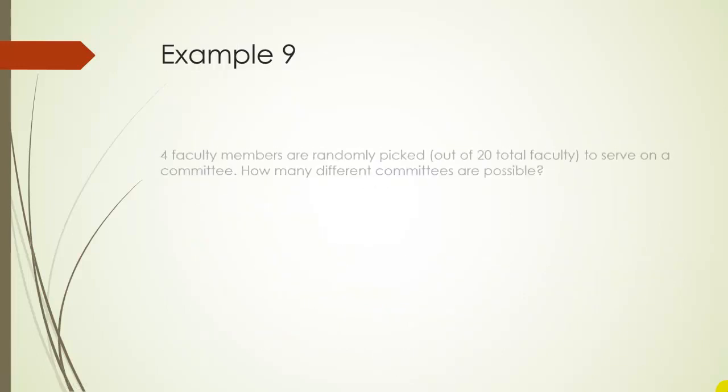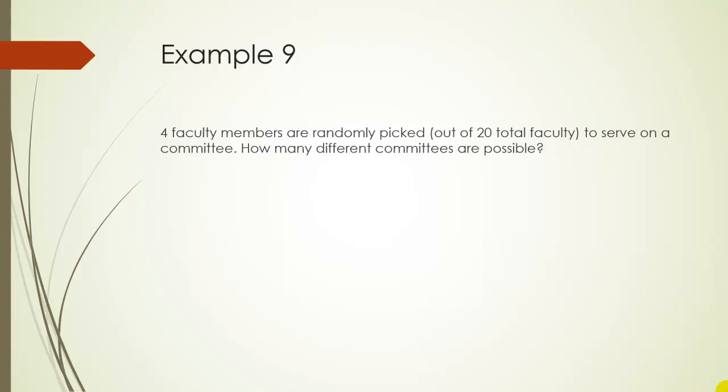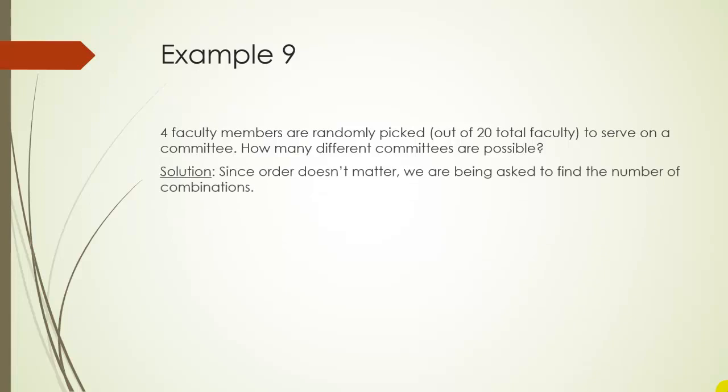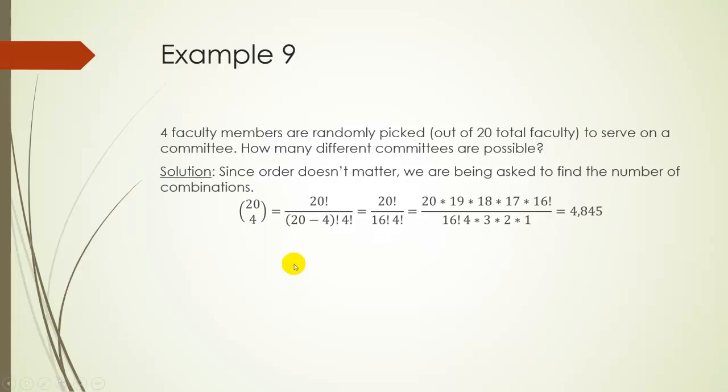Okay, so for example 9, suppose we have 4 faculty members randomly picked out of a total of 20 faculty members to serve on a committee. How many different committees are possible? Well, we're starting with n equaling 20, and we're picking r equaling 4 of them. Again, order doesn't matter. Who cares if you're picked first, second, third, or fourth to be on the committee? You just care that you're being picked. So it would be combinations: 20 over 4, or 20C4.